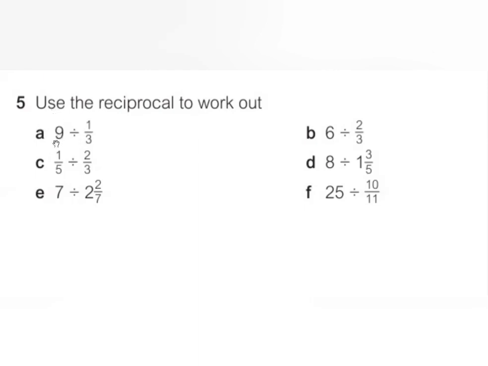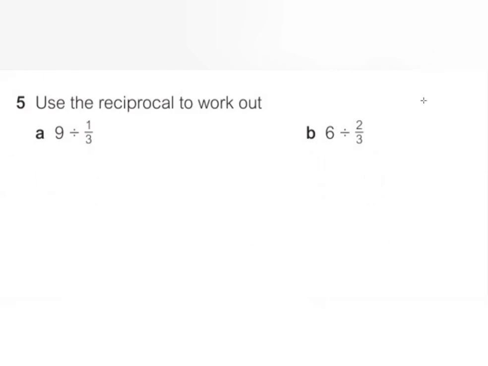It means you keep the first number or the first fraction, and then you change the dividing into multiplying, and then you flip the fraction after the division sign. How do you do this? Let's take a look at A, for example. Here we're going to work out A, and then we will talk about the rest.